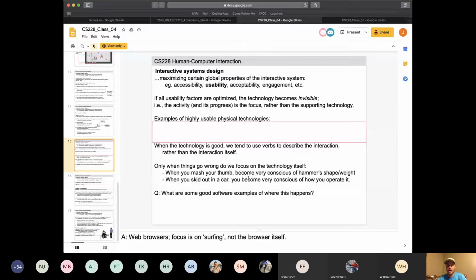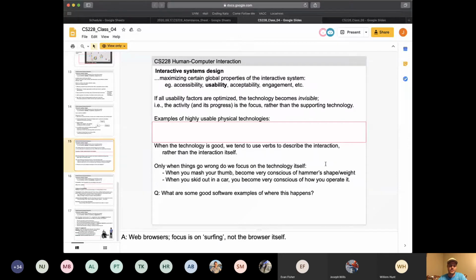If all usability factors are optimized, then Josh likes to say that the technology becomes invisible and the activity becomes the focus rather than the technology itself. For examples of this, in this red box, I think you have something you're following along with that you can write in. Examples of highly usable physical technologies would be something like a hammer. He says a hammer is extremely usable, or becomes invisible, and you can tell because it's become verbified. You don't say, I am using a hammer, you say I'm hammering, right?